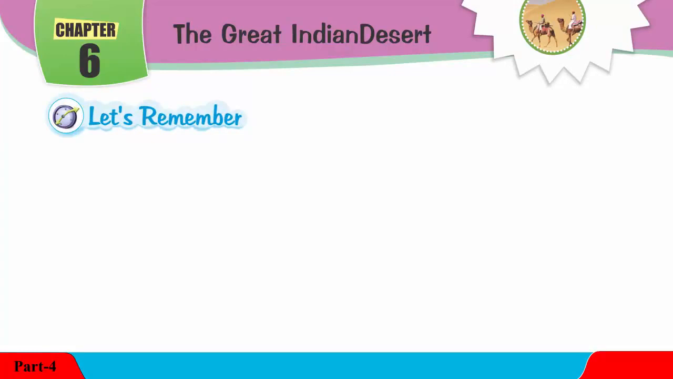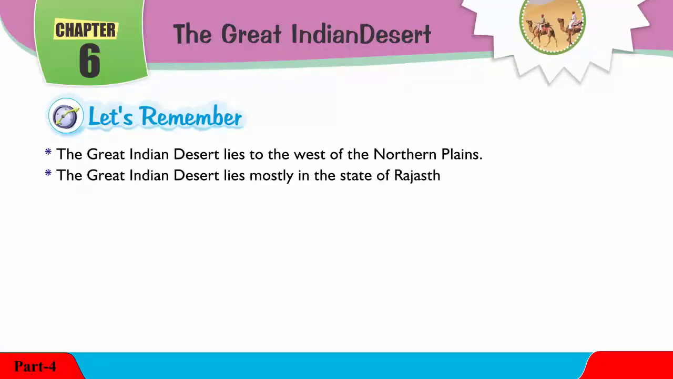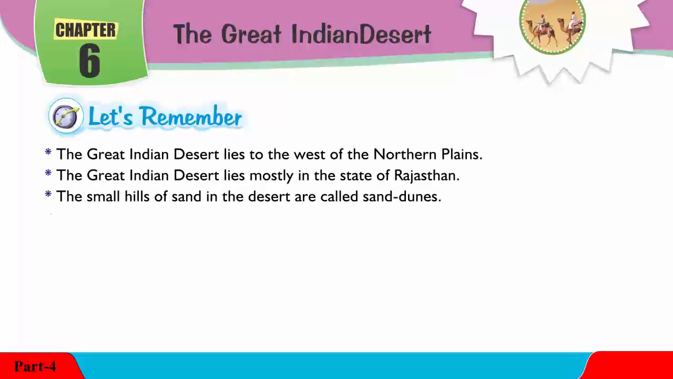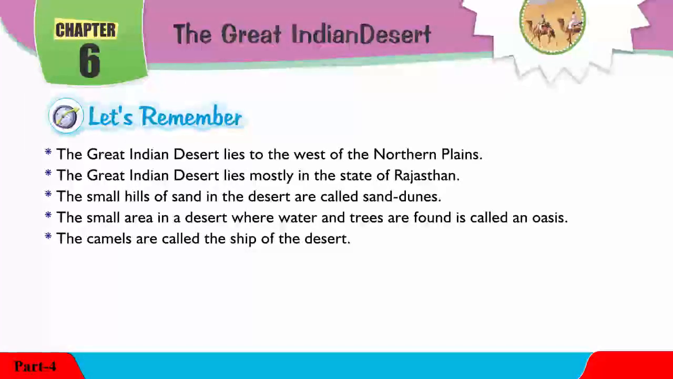Let's remember. The Great Indian Desert lies to the west of the northern plains. The Great Indian Desert lies mostly in the state of Rajasthan. The small hills of sand in the desert are called sand dunes. The small area in a desert where water and trees are found is called an oasis. The camels are called the ships of the desert.